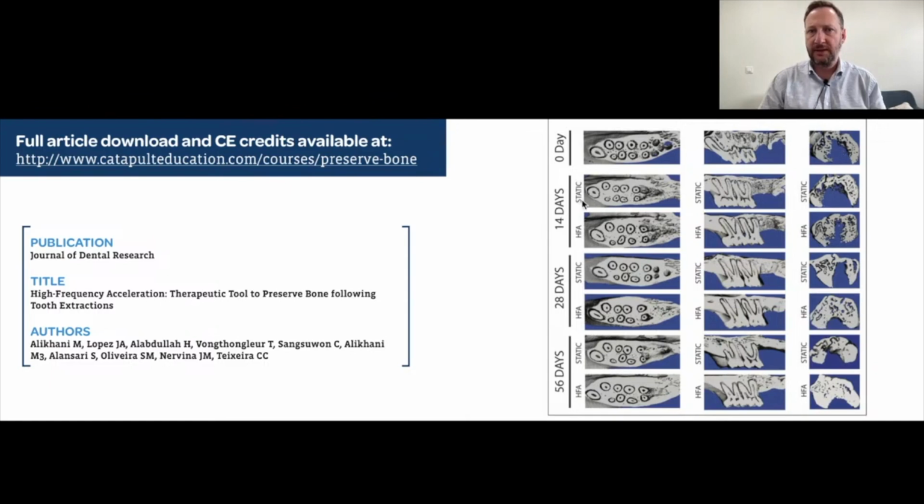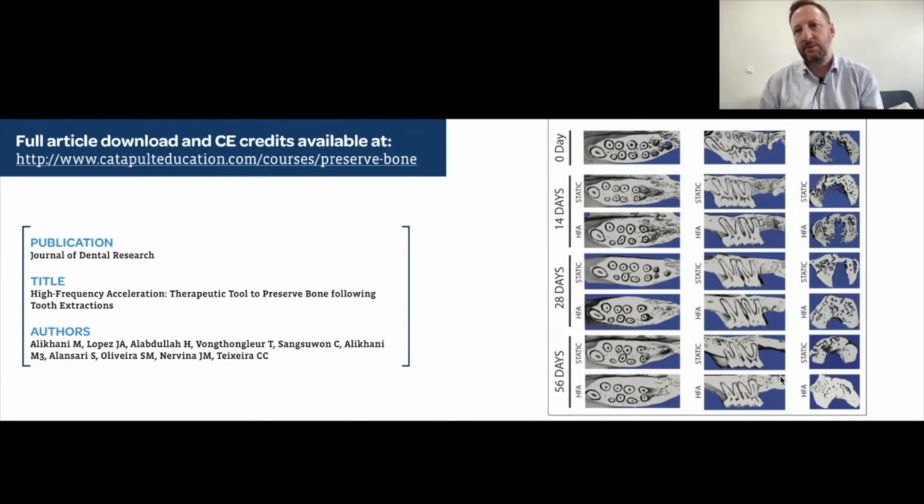And then after 14 days, the upper here is static, and then high frequency vibration, 20 days static and vibration. Look at the difference in terms of height and volume after 56 days, static and high frequency vibration. It formed much more bone and preserved the bone here.